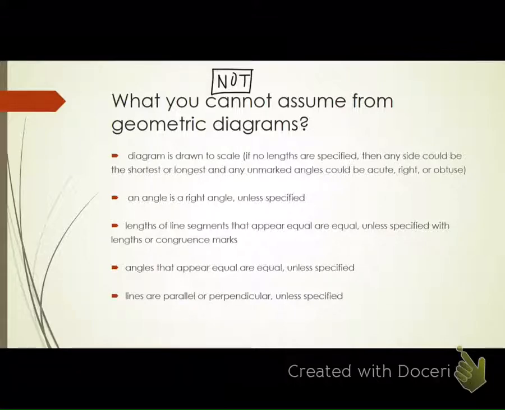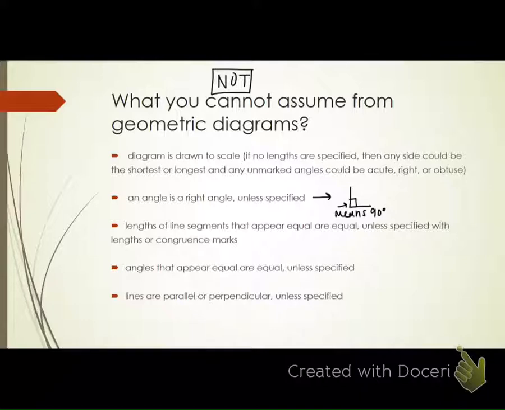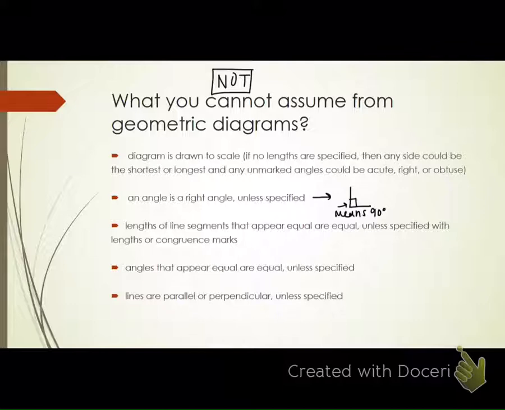An angle is not a right angle unless it's specified. So the only way to know if an angle is a right angle is if it has a mark, or it tells you that it's 90 degrees or that it's perpendicular. So if you do not see that mark in there, you cannot assume that it's a right angle. If it just looks like two lines intersecting at a right angle but doesn't have that square in there, you can't assume it's a 90-degree angle unless it has that marking.